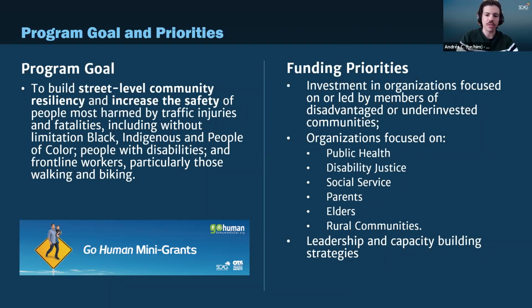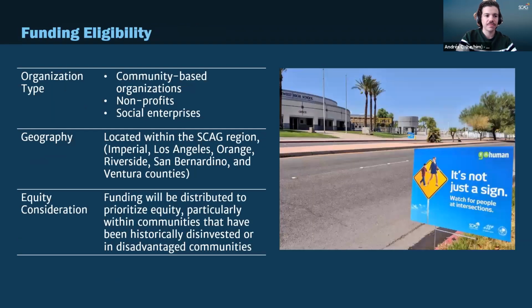While this is a traffic safety grant program, we encourage organizations who are still invested in safety to apply, including organizations focused on public health, disability justice, social service, organizations of parents, organizations focused on elders or comprised of elders, and rural communities. And we also prioritize leadership and capacity building strategies. Next slide. And here I will pass back to Michelle. Thank you.